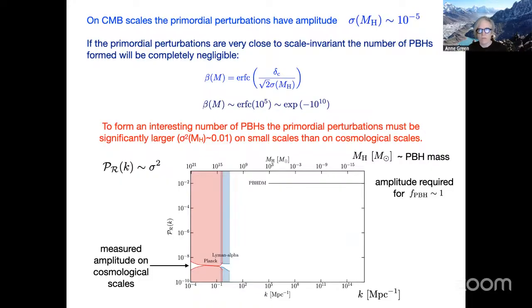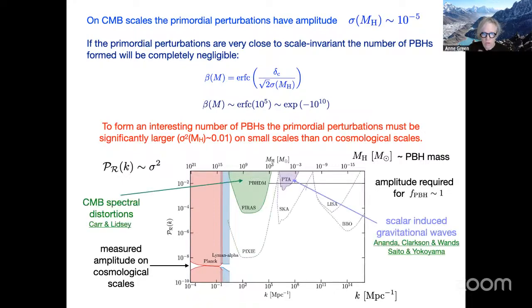So you have to grow the fluctuations by several orders of magnitude relative to their value on cosmological scales. This is shown in this plot here, of sigma squared as a function of comoving wave number k, or alternatively the horizon mass, which is roughly equal to the PBH mass. So on cosmological scales, we have accurate measurements of the perturbations. There's a small gap between these excluded regions. And this line then is roughly the amplitude required for all of the dark matter to be primordial black holes.